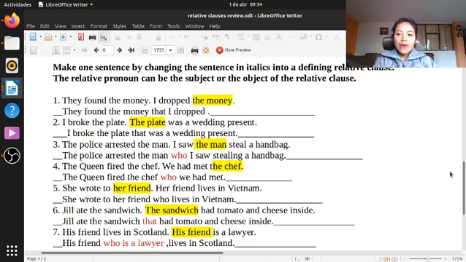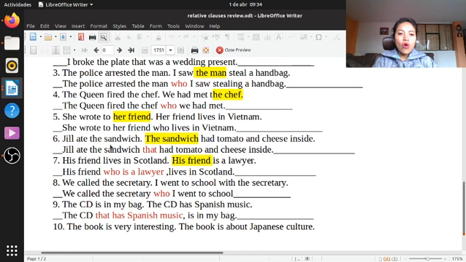Very good. Number 5. She wrote to her friend. Her friend lives in Vietnam. Very good. What do we have in common here? Her friend, very good. And her friend is a place, a person, it's time maybe. Very good. It's a person. We are going to use the relative pronoun who, right? Very good. How is going to be the sentence? She wrote to her friend who lives in Vietnam, right? Right? Very good. Okay, number 6.